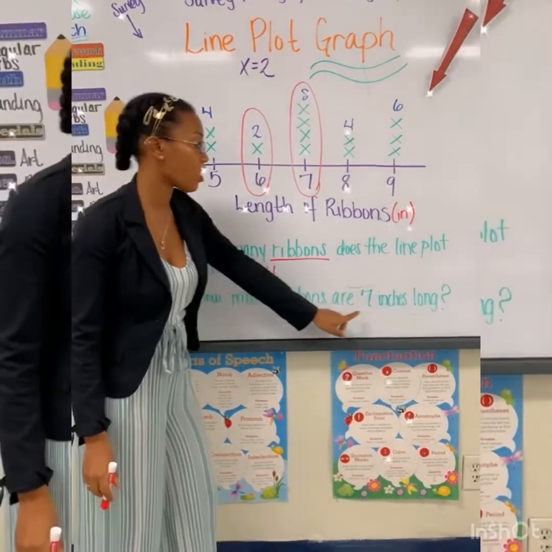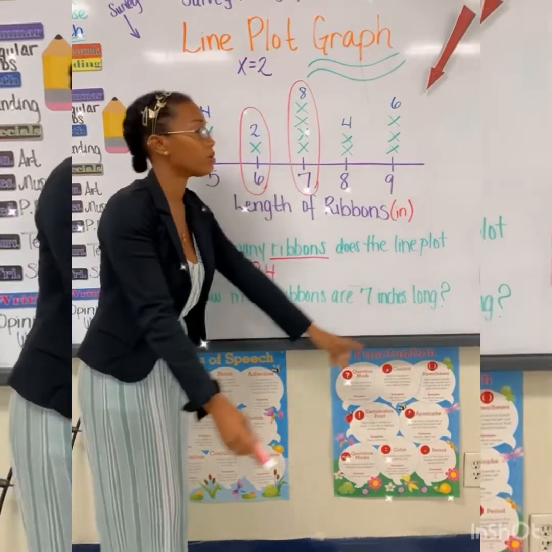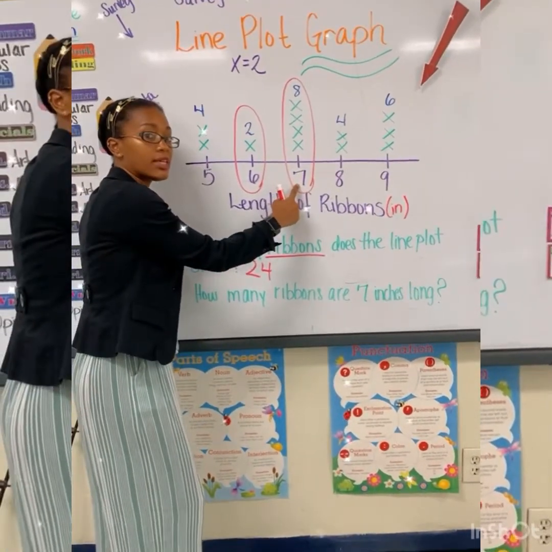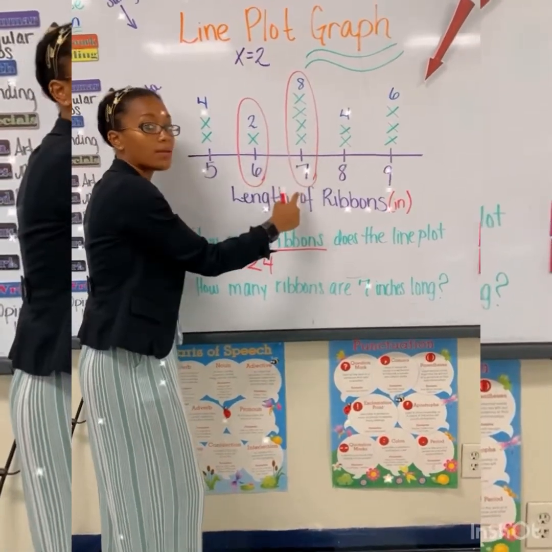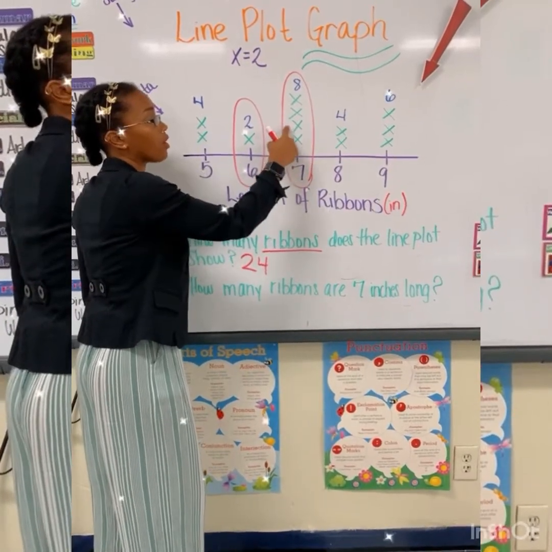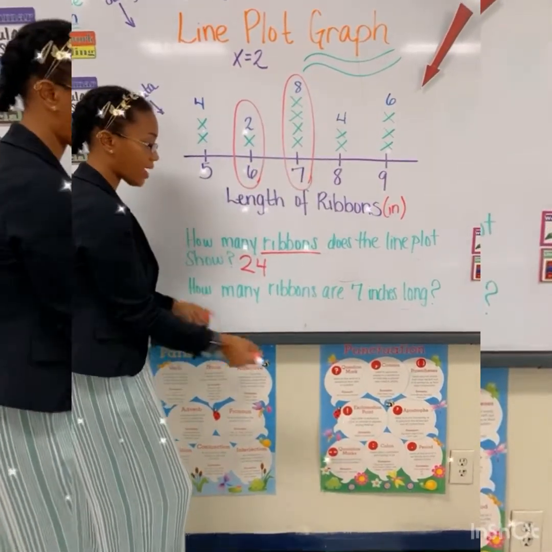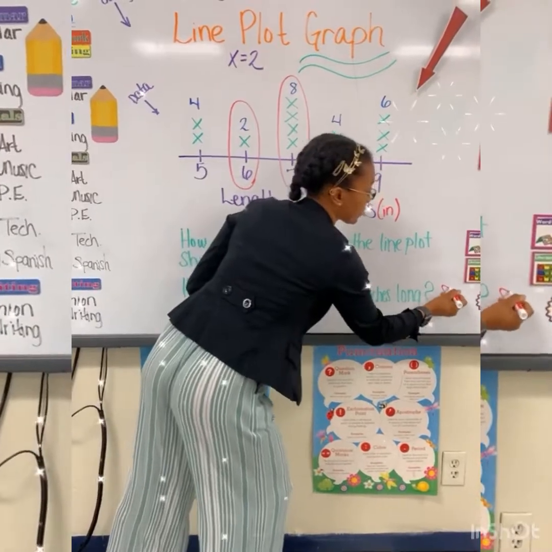How many ribbons are 7 inches long? I'm going to go directly to the 7 inches and I'm going to count again by 2. 2, 4, 6, 8. So my answer would be 8.